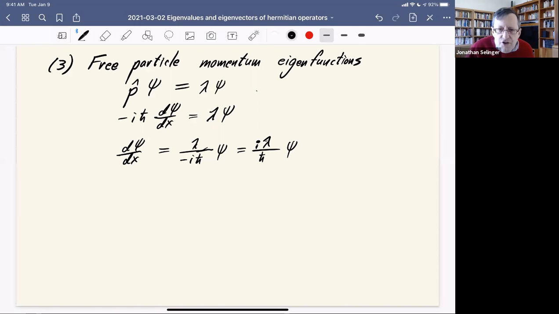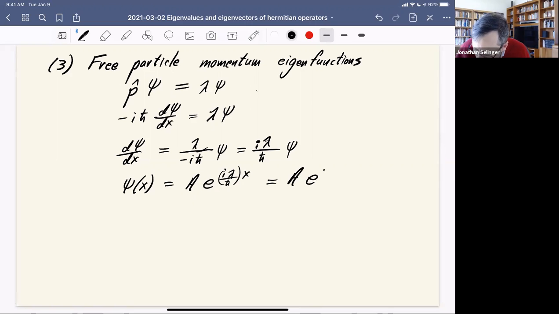You know how to solve things like that, right? The solution is that psi is an exponential function, okay? That is, psi is an exponential function, some coefficient A times e to the i lambda over h bar times x, excuse me. Okay, and conventionally, in an expression like this, physicists like to write that as e to the i k x. It's just conventional to put the letter k there. So from that we say, therefore, lambda is equal to h bar k.